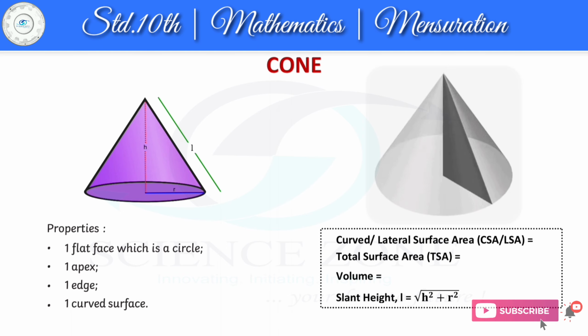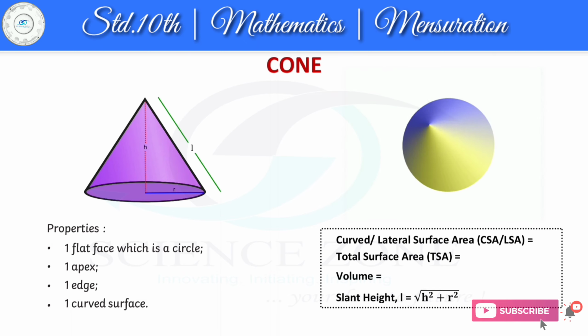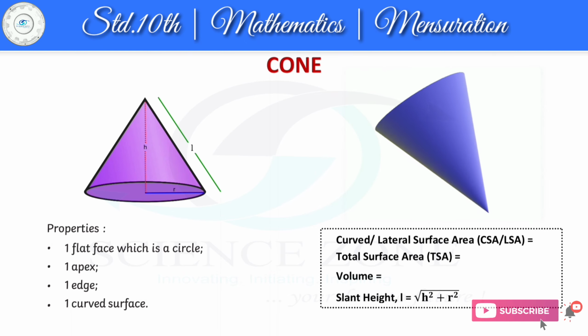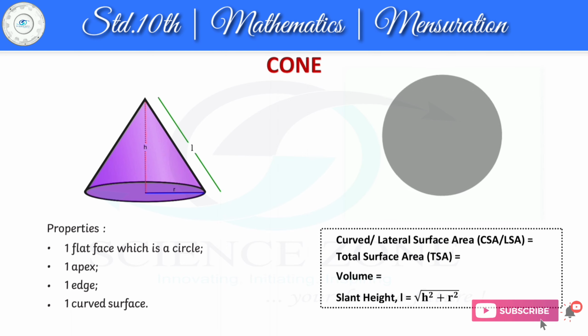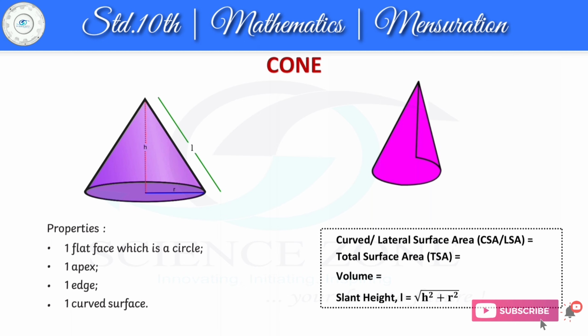Cone has one curved surface area and a circular base. An ice cream cone, birthday caps are few examples of conical shapes. As we can see, the cone does not have two bases. So, our trick that we learned for cube, cuboid and cylinder will not work for cone. So, in order to find the curved surface area of cone, let's cut the cone along its slant height.